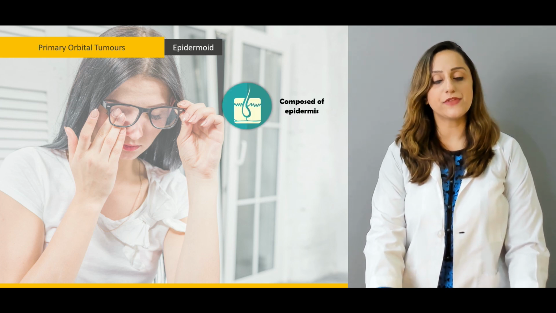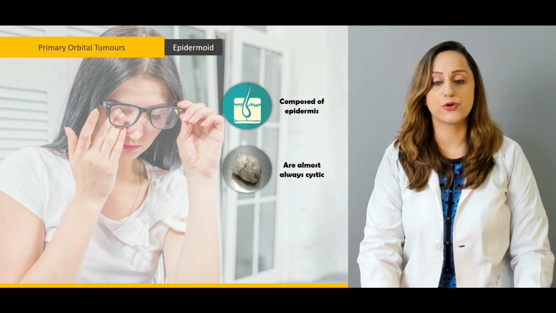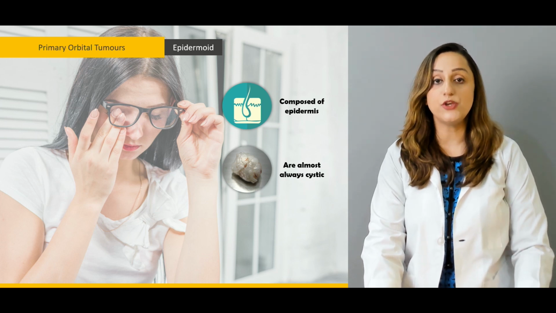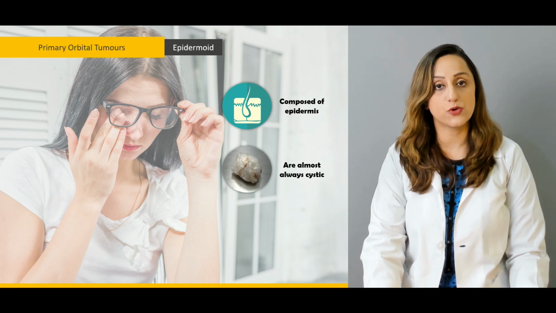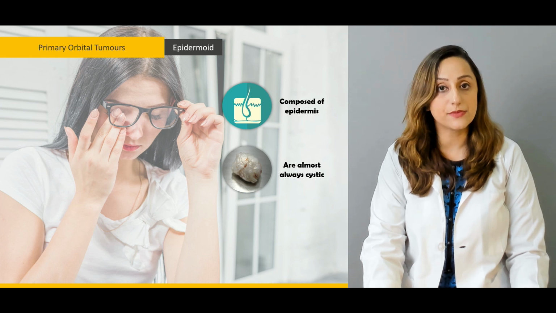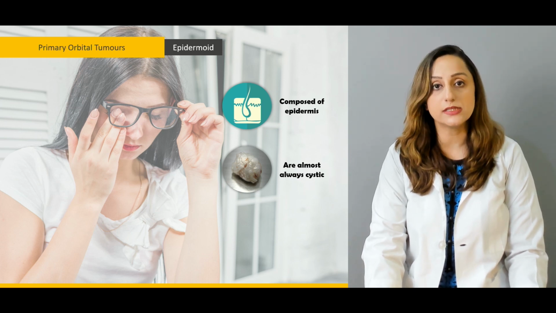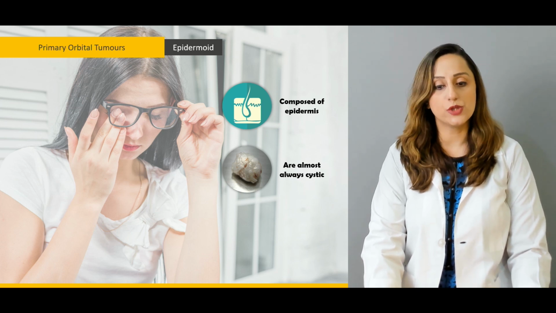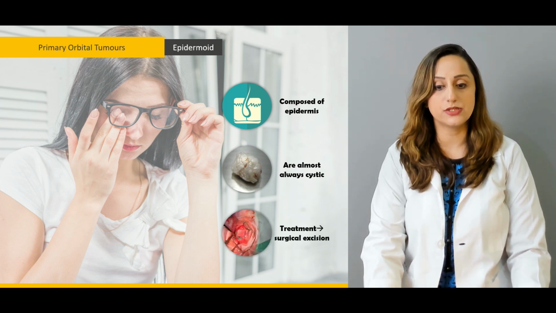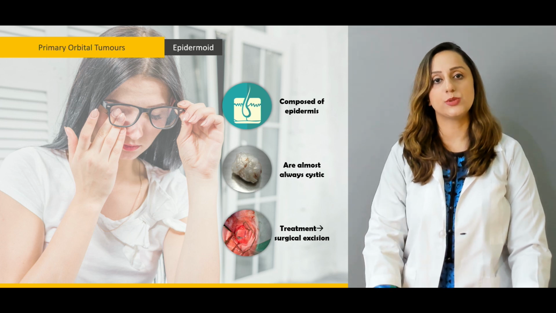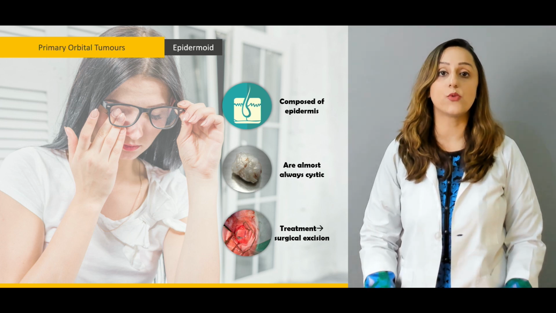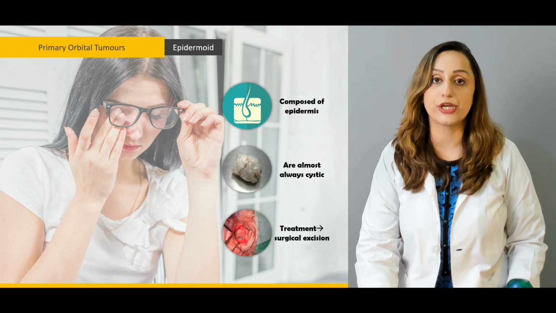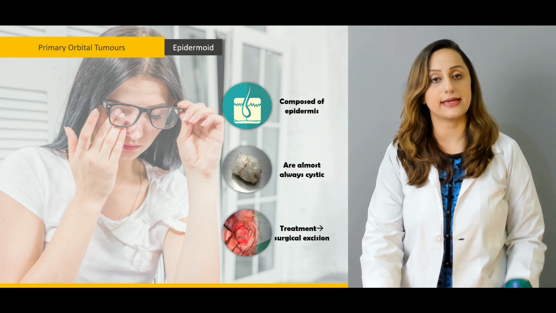It is composed of the epidermis, and when you view it under a microscope, you're going to see the features of an epidermis. It is going to contain the follicles, the glands, the meibomian glands. They're almost always cystic in their origin. The treatment, usually encompassing the dermoidal as well as the epidermoidal lesions, is surgical excision.